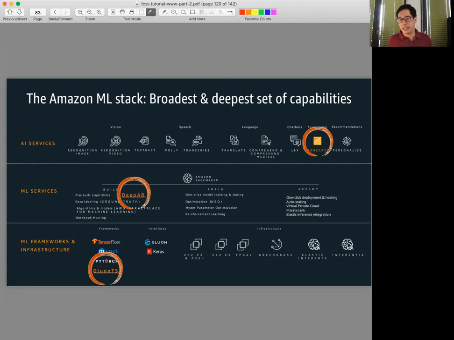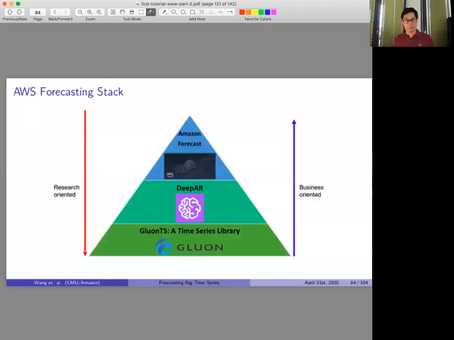And then if you're a scientist or someone who likes to get his hands really dirty, we've got GluonTS at the ML frameworks and infrastructure layer. The way we think about this stack is that the further down you go, the more research oriented you become. GluonTS especially is geared towards scientists primarily, and the higher up you go, the more business oriented you are.